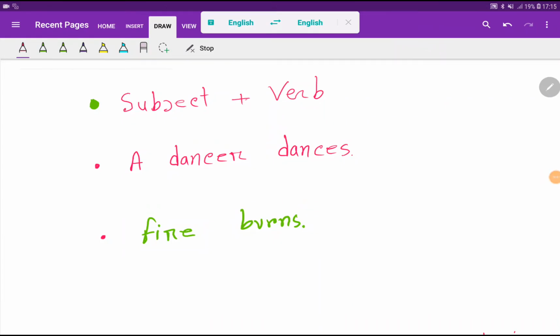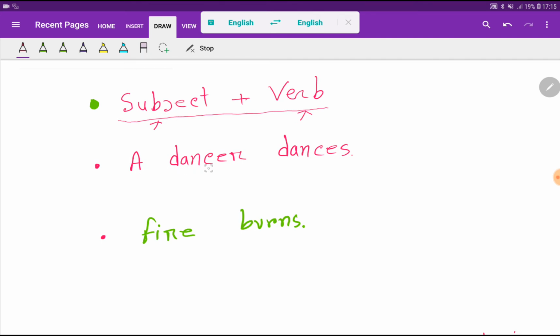Welcome to the first class of this course. So today we'll learn this structure. Look, subject plus verb. In every English sentence you have to have one verb and subject. Without a verb you can't have any sentence in English, right? So this is structure one, you can say subject plus verb.